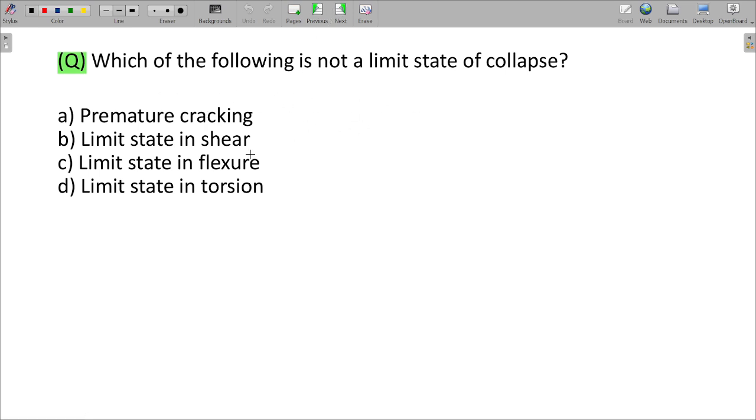So this is one PYQ based on the earlier slide. Which of the following is not a limit state of collapse? We know that shear, flexure and torsion, we design the section for these, so they come under limit state of collapse. But cracking comes when the building is put into service, so it is limit state of serviceability.